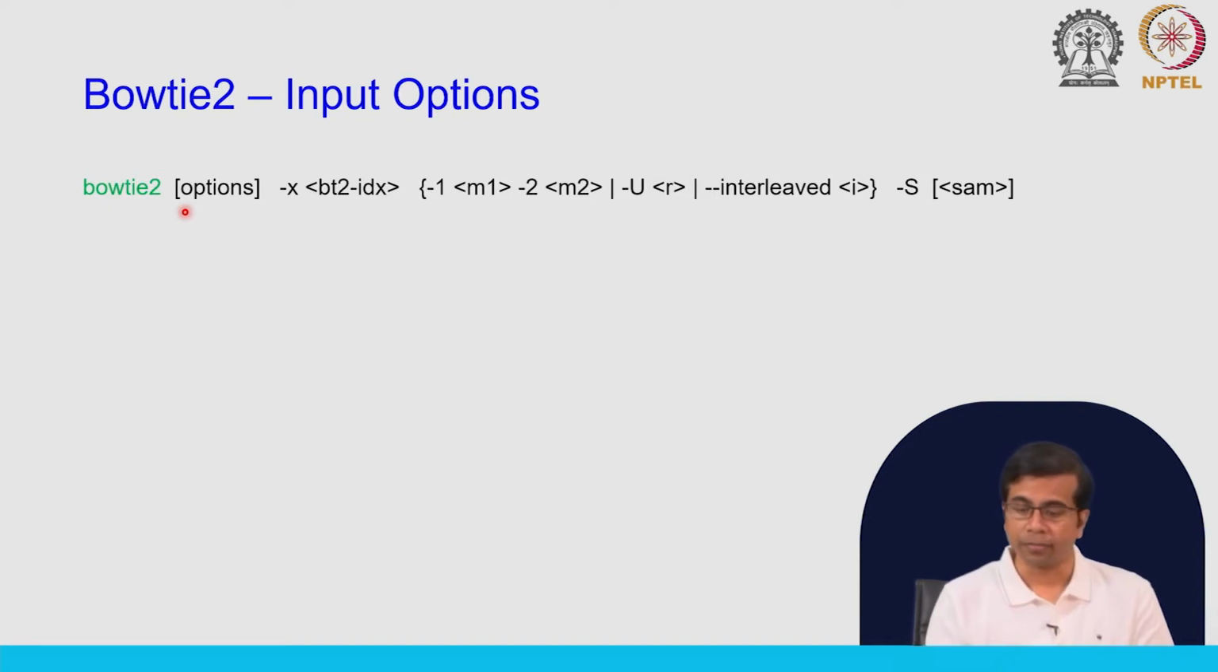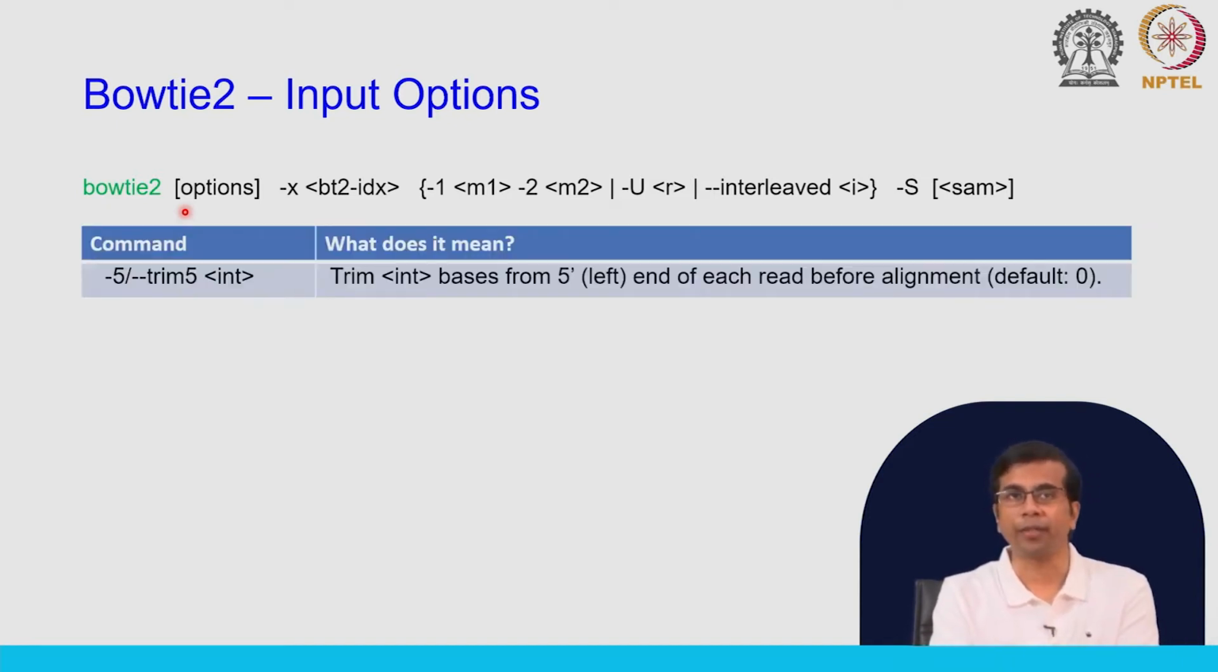So, let us look at the input options first. Here are the options. The options will be specified by this -5. So, you run Bowtie2, then say -5. You have seen this throughout now in the Linux command line. We have a command, and if you want to specify certain options for that command, we use this minus something. That is the common notation, and here also this is what we see.